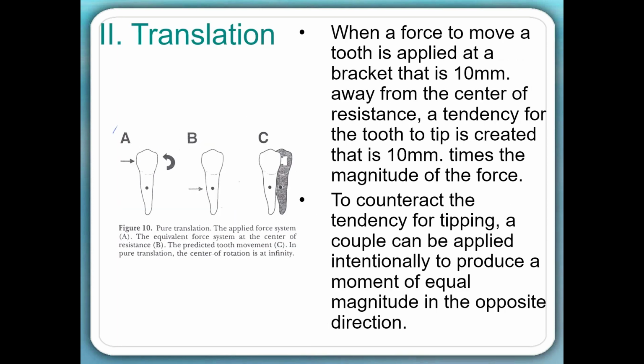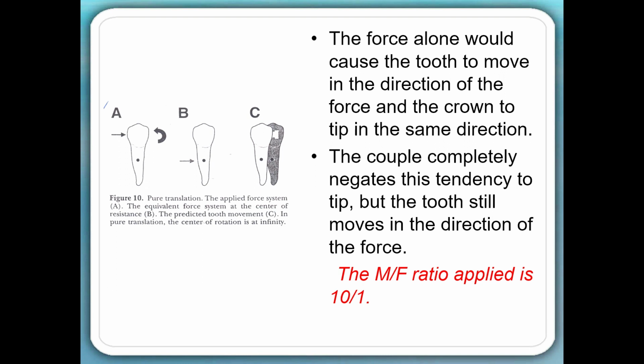Now, the next type of tooth movement is translation. When a force to move a tooth is applied at a bracket that is 10 mm away from the center of resistance, a tendency for the tooth to tip is created that is 10 mm times the magnitude of the force. To counteract the tendency for tipping, a couple can be applied intentionally to produce a moment of equal magnitude in the opposite direction. The force alone would cause the tooth to move in the direction of the force and the crown to tip in the same direction. The couple completely negates this tendency to tip, but the tooth still moves in the direction of the force. The moment to force ratio applied is 10:1.